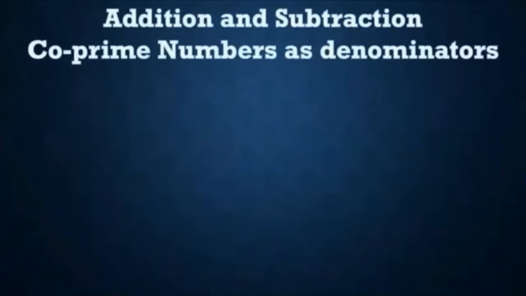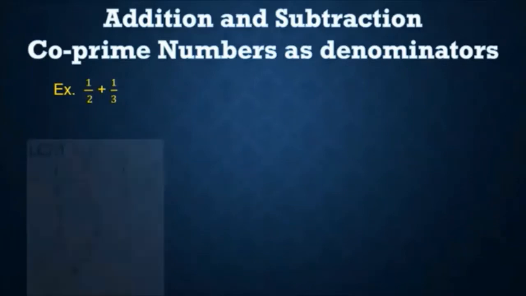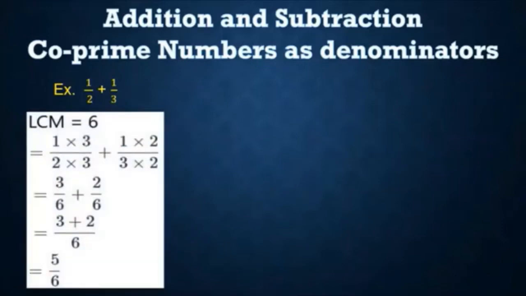Now, what if we want to add or subtract fractions which have co-prime numbers as their denominators? Let's first resort to an example, which is 1 by 2 plus 1 by 3. Now you have to notice that the denominators, 2 and 3, are co-prime numbers. So the LCM of 2 and 3 will be 6. So it will become 1 into 3 by 2 into 3 plus 1 into 2 by 3 into 2, which is equal to 3 by 6 plus 2 by 6. So that is equal to 5 by 6. Therefore, 1 by 2 plus 1 by 3 is equal to 5 by 6.